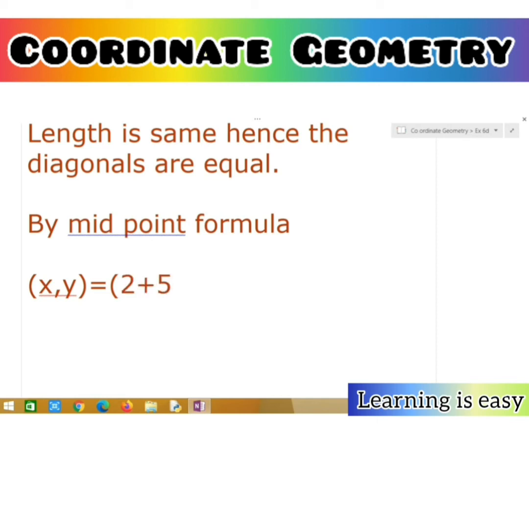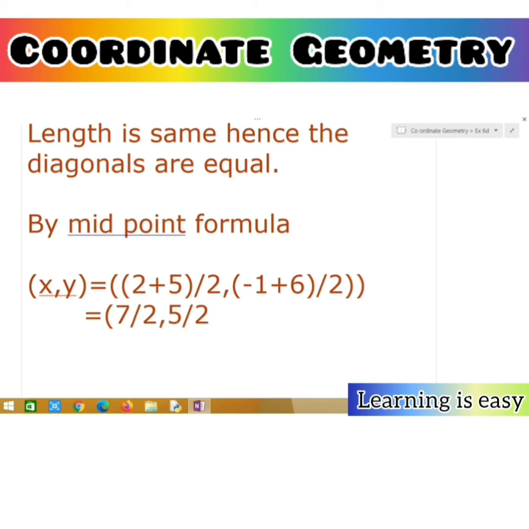So x comma y equal to (2 plus 5) by 2. That's the abscissa or x coordinate. Minus 1 plus 6 by 2. That's the ordinate or the coordinate y, which is going to be fractional, 7 by 2 comma 5 by 2.